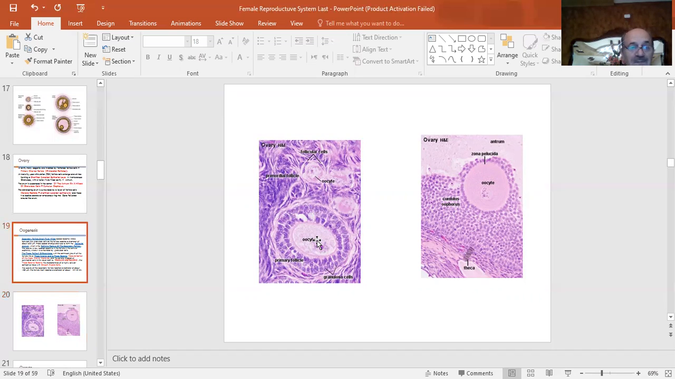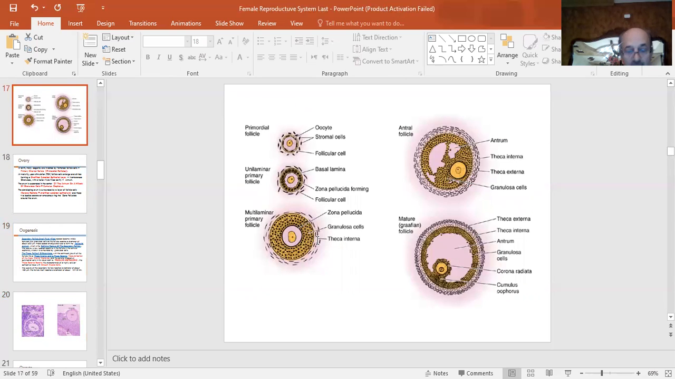And then, as you can see in this figure, the primordial follicle is surrounded by flattened follicular cells, and the flattened cells become simple cuboidal, then stratified cuboidal. From that point onward, there arise fluid-filled cavities, which we call the follicular antrum. Once these follicular antrums appear, that signifies the development of secondary oocytes.